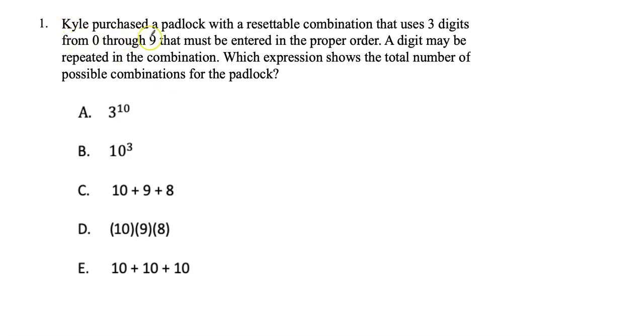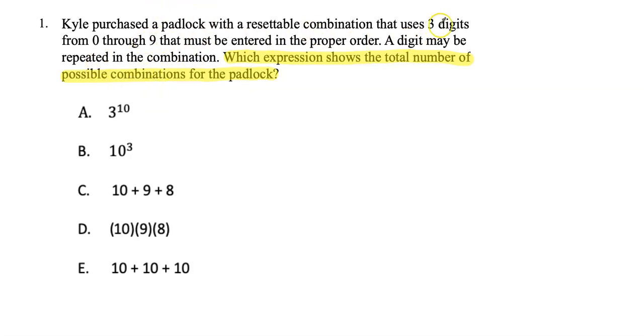It says Kyle purchased a padlock with a resettable combination that uses 3 digits from 0 through 9 that must be entered in the proper order. A digit may be repeated in the combination. Which expression shows the total number of possible combinations for the padlock? I'm going to highlight the final question. And we're looking for the expression that shows the total number of possible combinations.